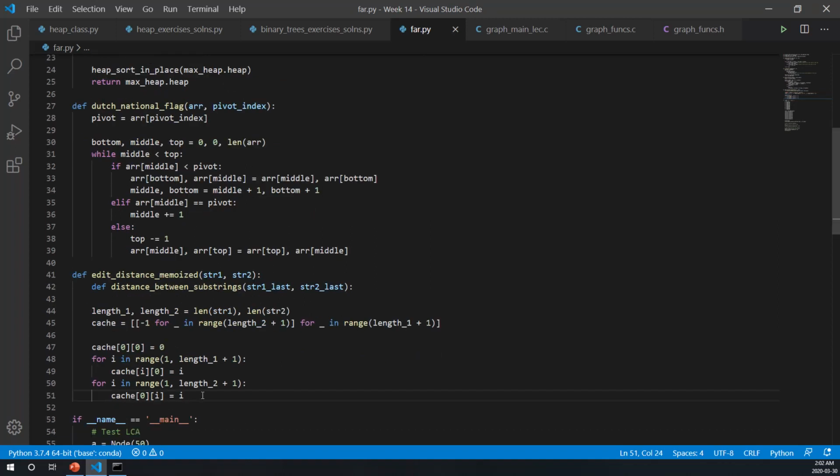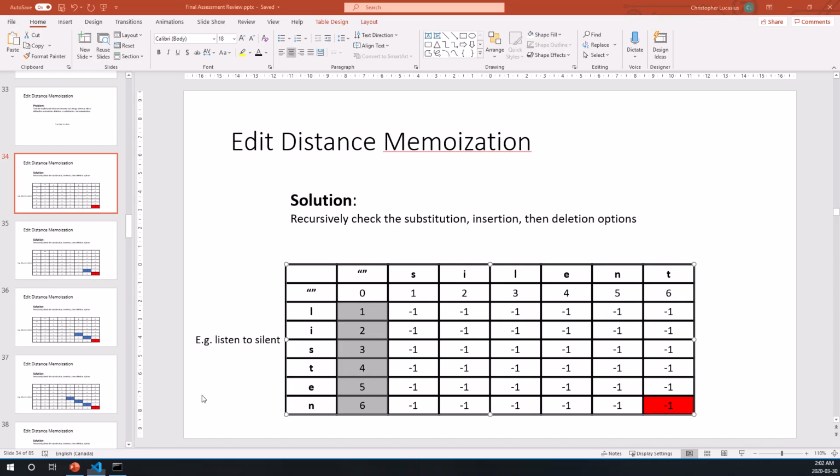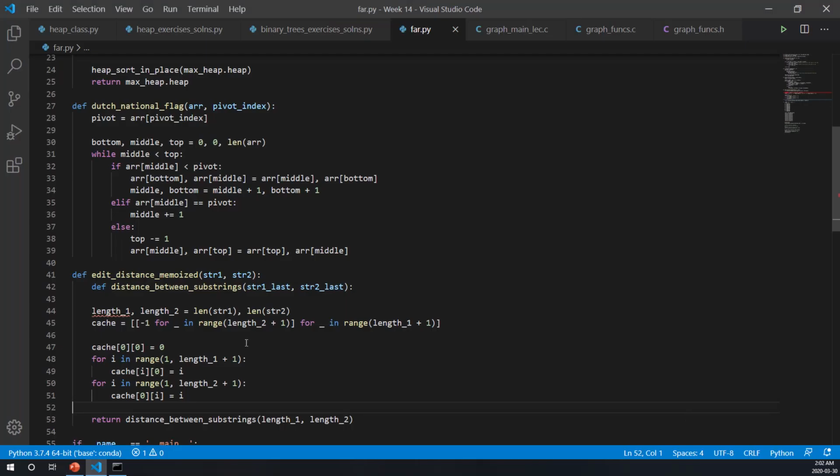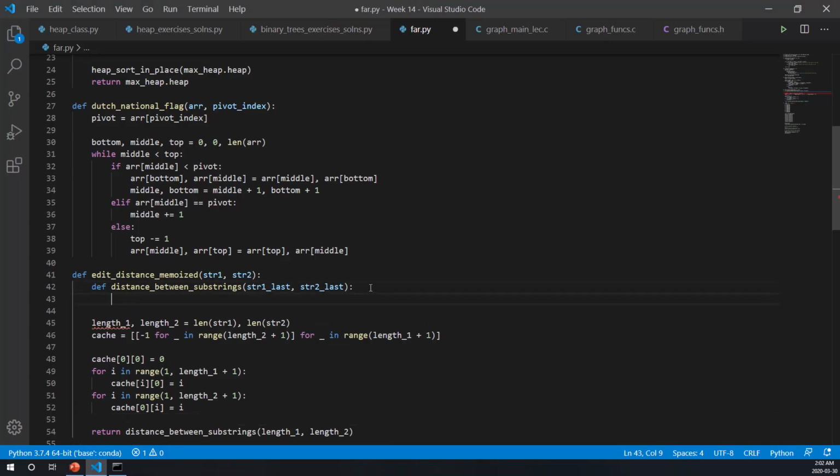And what am I going to do? Well, let's return whatever this distance is between substrings. And I'm going to put as indices length 1 and length 2. So those are going to correspond to the last indices of each of these strings, so I know where to start. And this is going to basically say that I'm starting at the red box here, the bottom right. So let's actually make it.